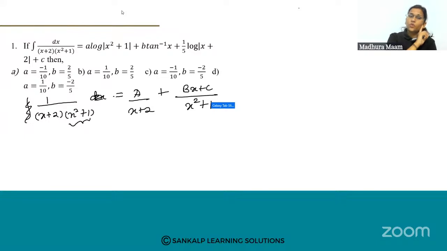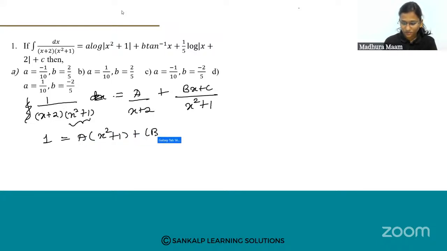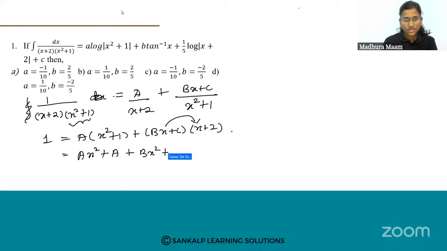Okay, we divide both sides by the denominator. So what remains here? 1 remains. Here x plus 2 cancels and x square plus 1 remains. Here in bx plus c, x square plus 1 cancels and x plus 2 remains. Correct? Now solve these. What will I get here? ax square plus a, plus bx into x gives bx square. Similarly c into x gives cx plus b. The remaining is 2bx plus 2c. Okay, so here we have 1.